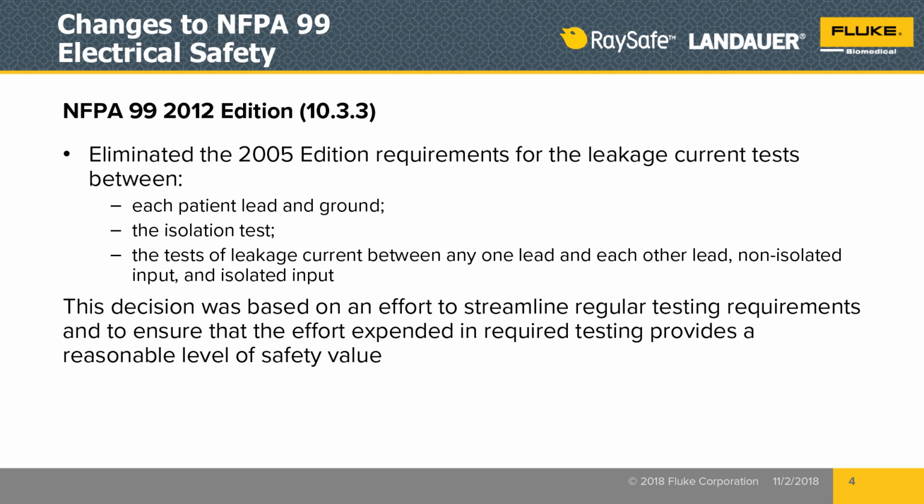So summarizing here what we'll dig into over the next few slides, NFPA 99 in 2012 had a number of things changed that are rather important to highlight and make sure that everyone understands what all is different. Specifically, the test for leakage dealing with each patient lead and ground was eliminated. That doesn't mean you don't have to test the patient connected leads, but that the mandate to test them individually was removed, which is really important for speeding up testing.